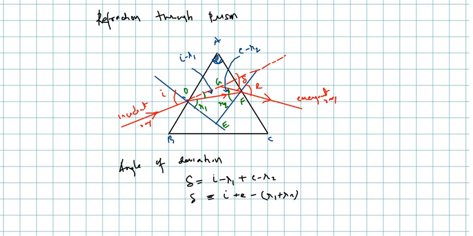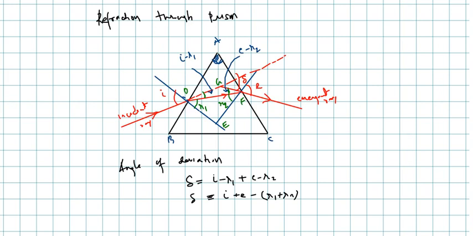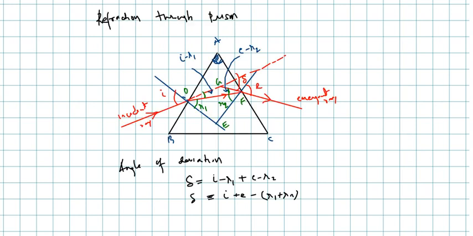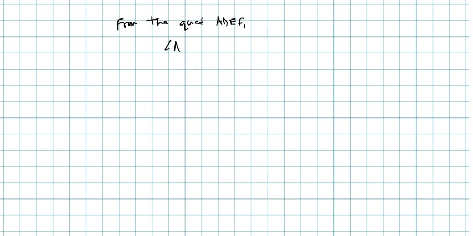This is delta, correct? Now from the quadrilateral ADEF, can we write angle A plus angle E must be 180 degrees, because in the case of a quadrilateral, the sum of two opposite angles is 180 degrees.